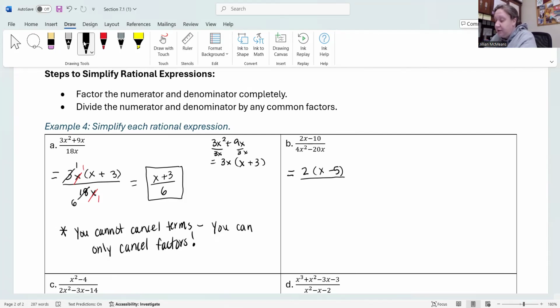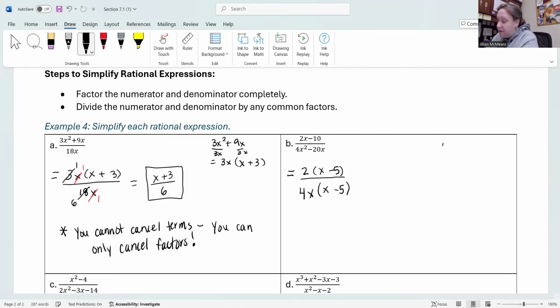The denominator definitely has a GCF. In this case, both terms in the denominator have a 4 in common. They also have an x. So I'm going to factor out a 4x. Now, when I take 4x squared and divide it by 4x, I'm left with just an x. And if I take negative 20x and divide it by 4x, I'm left with negative 5.